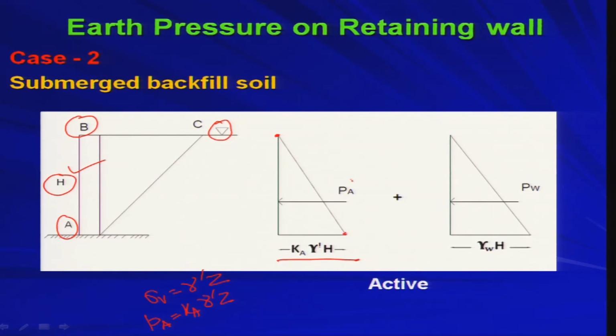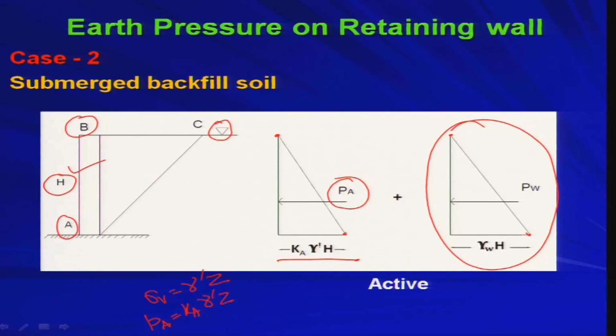The total thrust will be the area under this triangular distribution, that is Pa, and you know the line of action. So, this was the situation in the dry state. Now you are considering submerged backfill. In addition to this pressure, you get another pressure coming from the water. Water pressure at the top is 0, at the bottom it is gamma w into H, and that distribution again is triangular.